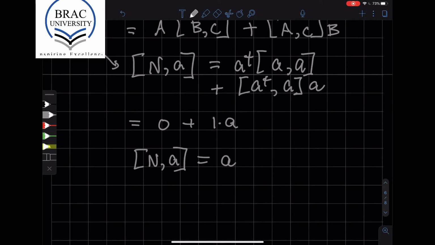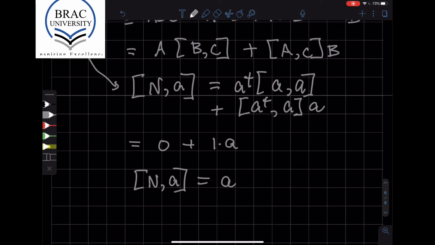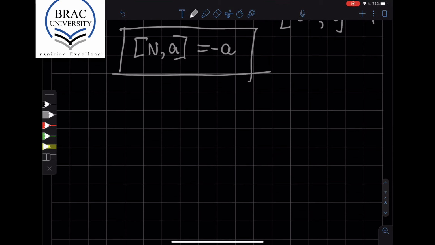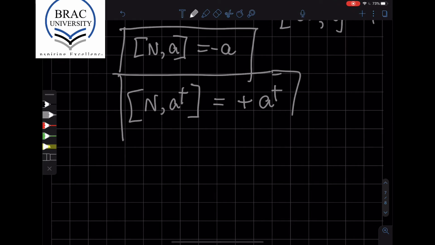So we made a mistake here, and the mistake was that the commutator of a dagger and a is not plus 1 but minus 1. So this should be a minus 1 and this should be a minus sign here. So this is our first important commutation relationship. Using the same logic, we can evaluate the commutator between N and a dagger, and that's going to give us plus a dagger. So these are the two very important commutation relationships that we will need.